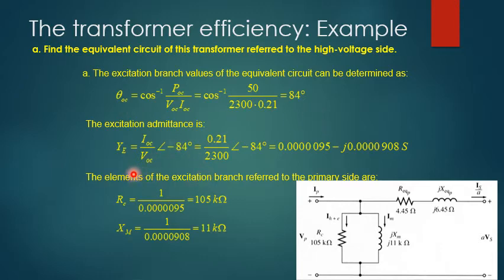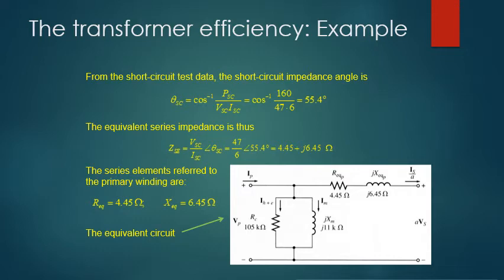The admittance in this case would be YE equal to IOC divided by V open circuit, with the angle minus 84 degrees, and it comes out to be a very small value of 0.000095 minus j0.0000908 S. If we take the reciprocal, we get the resistance. The value of the core resistance RC would be 1 over this very small quantity, and comes out to be a large 105 kilo ohm resistance. And XM, the magnetization branch, would have 11 kilo ohm resistance to offer.